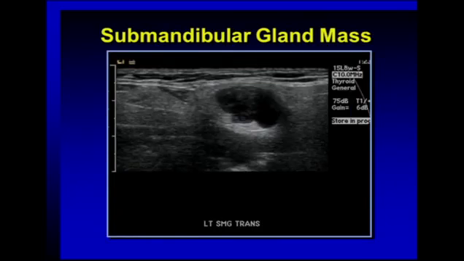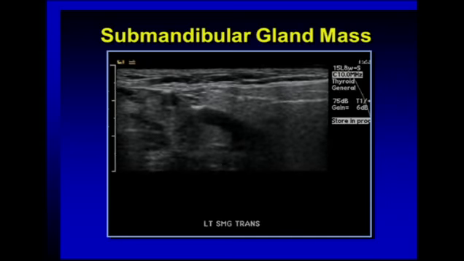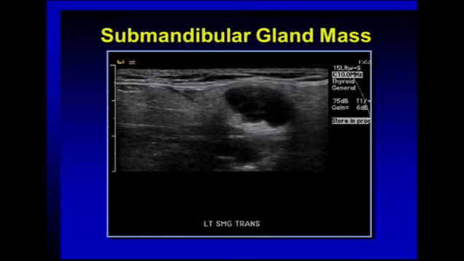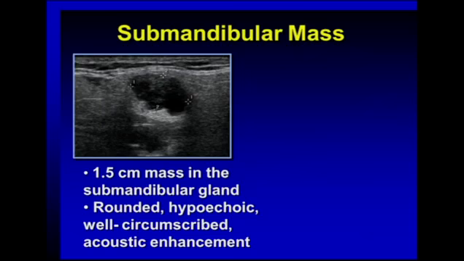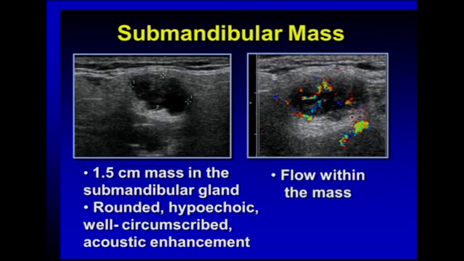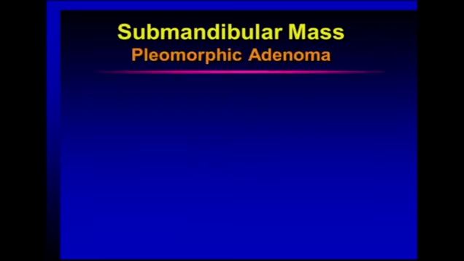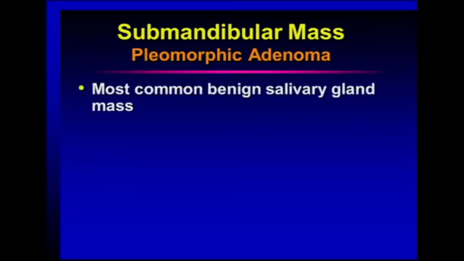If there's a mass within it, it's usually easily recognized, as in this very hypoechoic area with low-level internal echoes, a small amount of posterior acoustic enhancement. It almost has the appearance of a cyst within the submandibular gland, but if we look with Doppler imaging, we'll see that there's blood flow indicating that this is a solid mass. And this is quite a typical appearance of a pleomorphic adenoma.